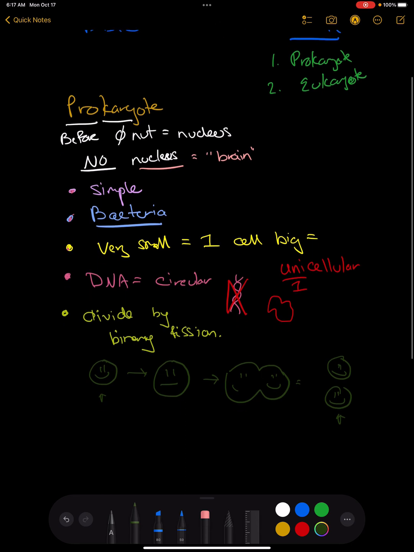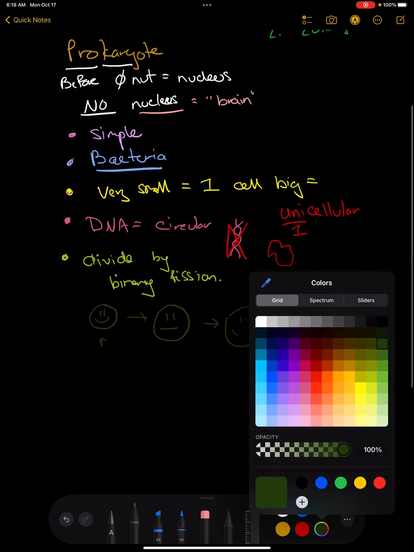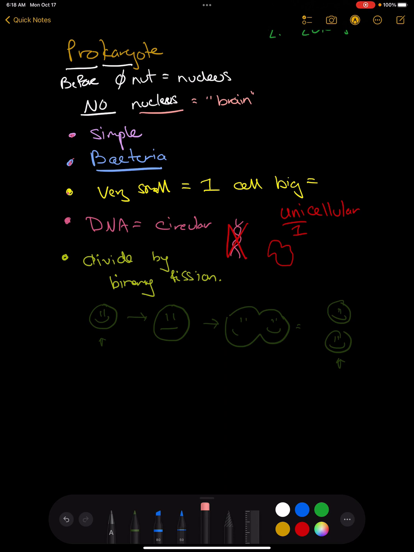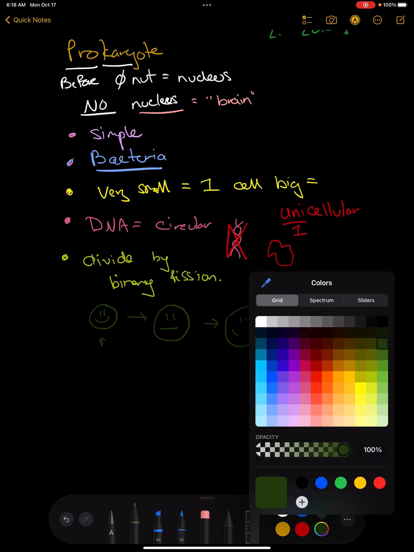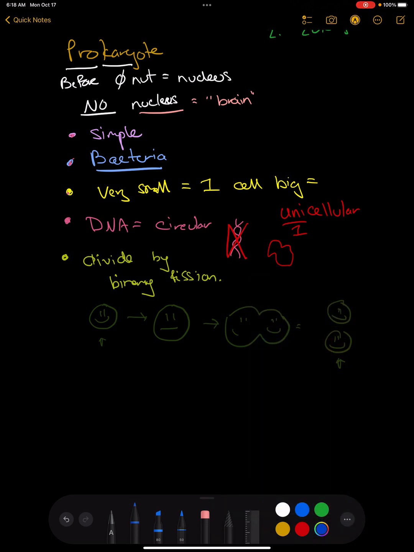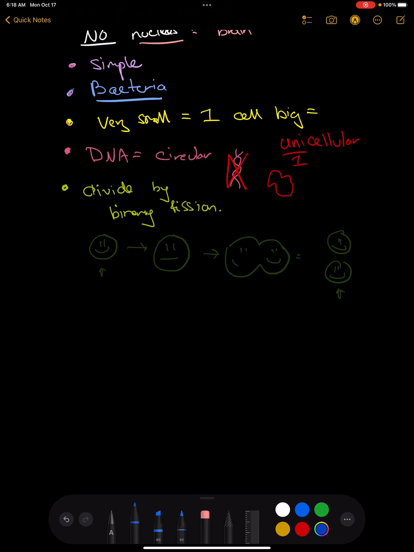There you go. Okay, so now let's talk about my eukaryote cells. Let's get a good color here. That's a good color. So let's talk about, no, actually, let's not do that. Let's draw a prokaryote first. I think that's going to be better. Okay, so here's my prokaryote cell.